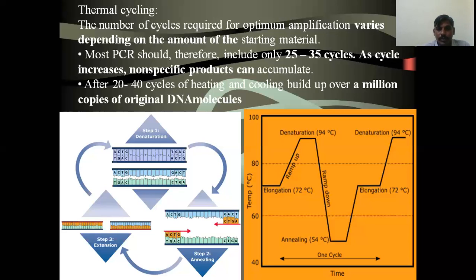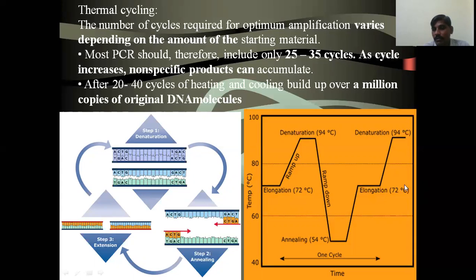See here, this is the temperature. First it increases to 94 degrees Celsius, then it comes down to 54. At this condition, the annealing process takes place, and again the temperature rises up to 72 degrees Celsius. At this condition, the elongation process takes place.